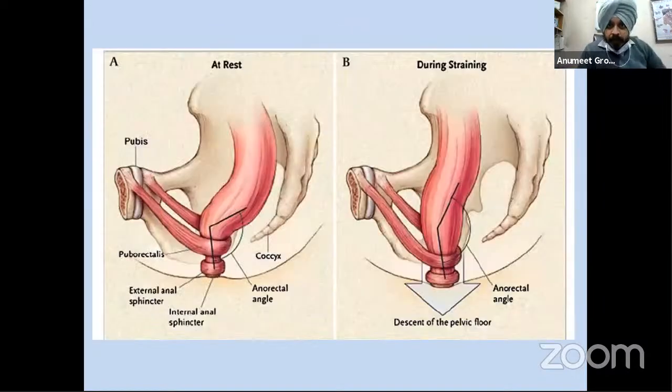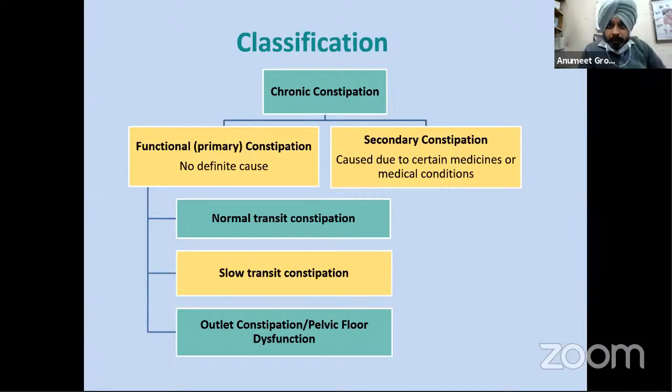So how do we classify chronic constipation? It is functional constipation, which we'll be talking about in the subsequent slides. Secondary constipation, we should know what the secondary causes of constipation are, which are amenable, which we can correct and add to the treatment for those causes.